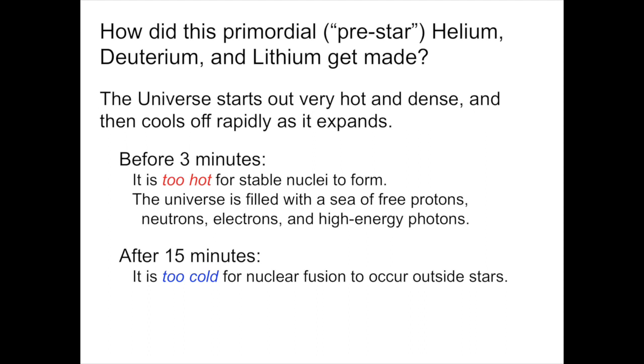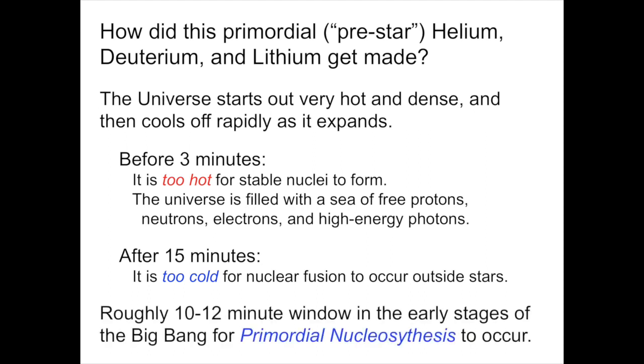By the time the universe is 15 minutes old, it's too cold for nuclear fusion to occur outside of the cores of stars. The universe is simply not hot enough anymore for fusion to occur. Fusion only happens at relatively high temperatures. As a consequence, there is a roughly 10 to 12 minute window during the earliest stages of the Big Bang during which it's possible for fusion to occur. We call this primordial nucleosynthesis.